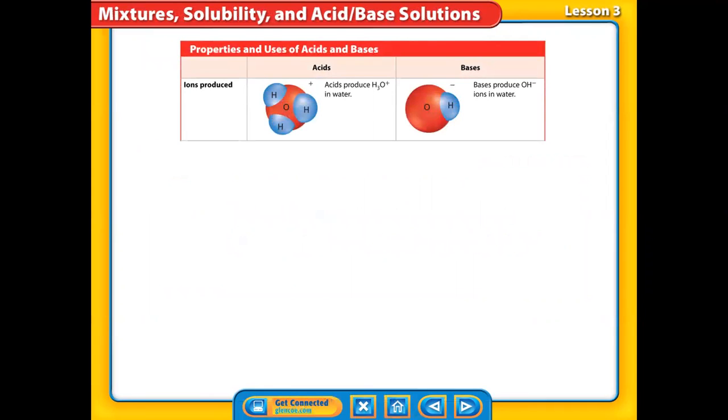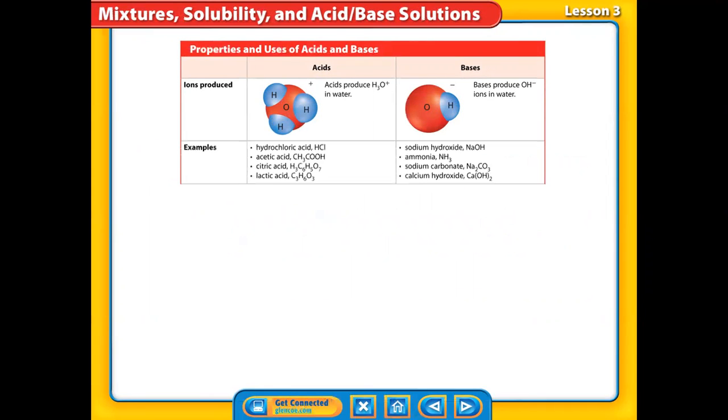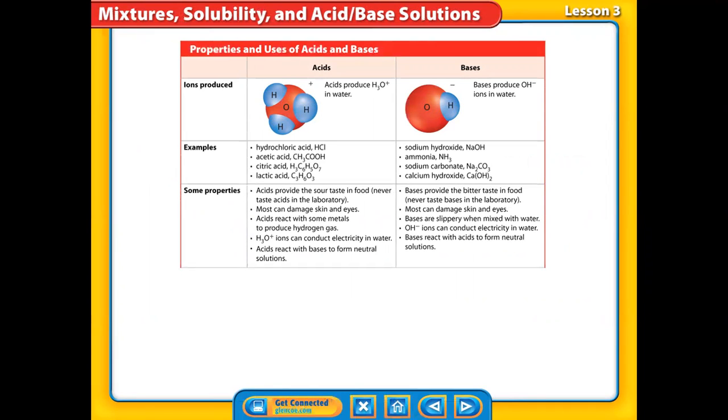There are a lot of things we could also compare between them. As you can observe here in the table, we said that acids are substances that release hydronium ions in the solution, while bases are substances that release hydroxide ions in the water. As you could observe, there are many examples of acids and bases. The most important properties are that acids provide the sour taste in food, as we said. Most acids are caustic, that means they could burn your skin or eye.